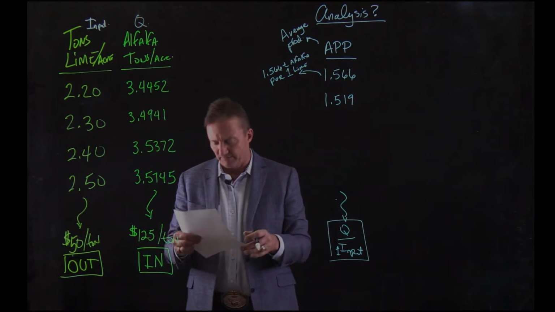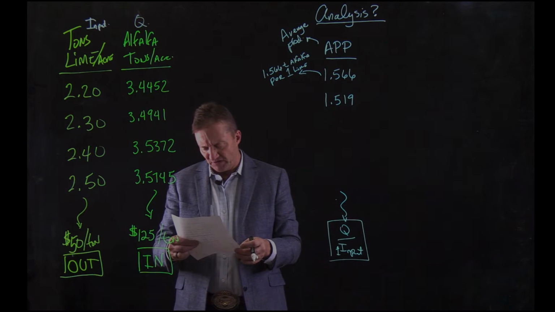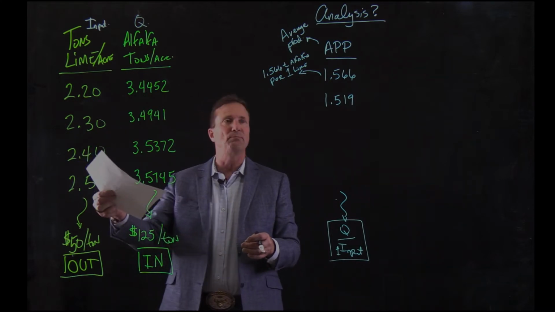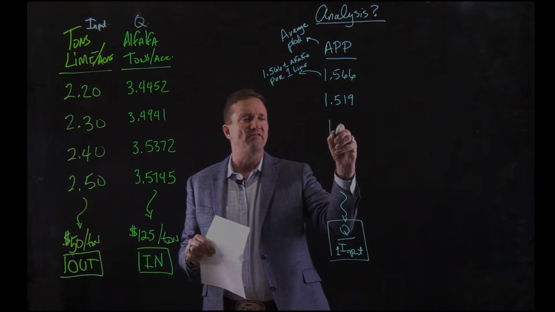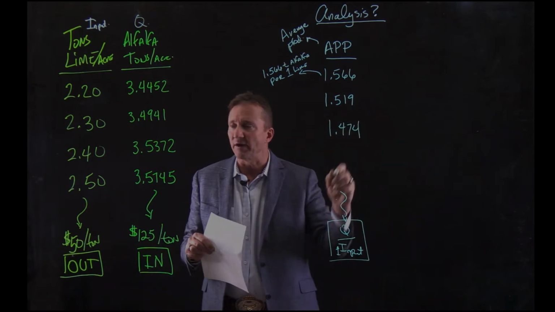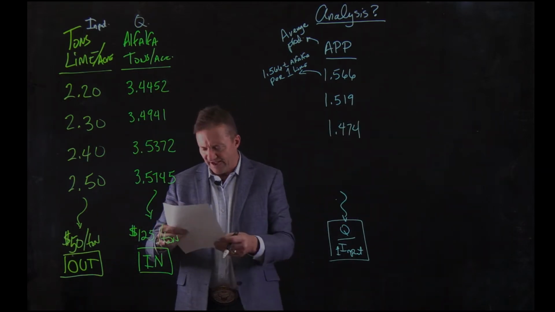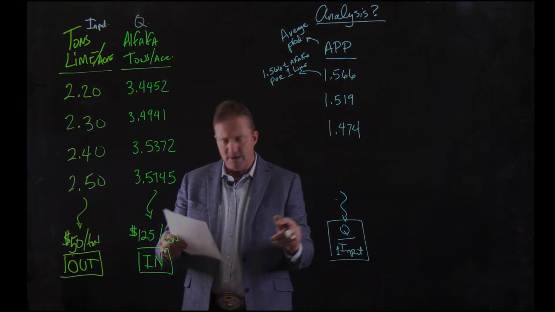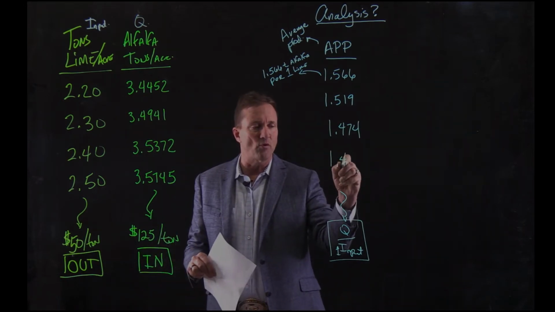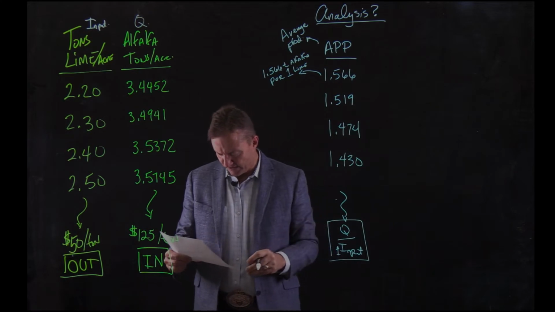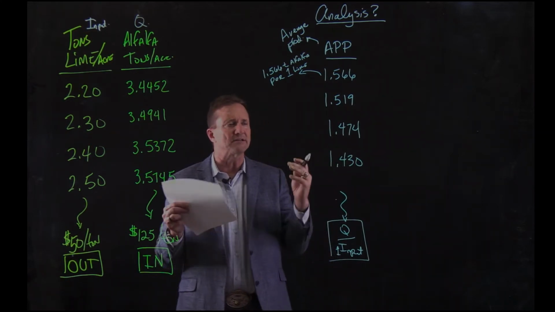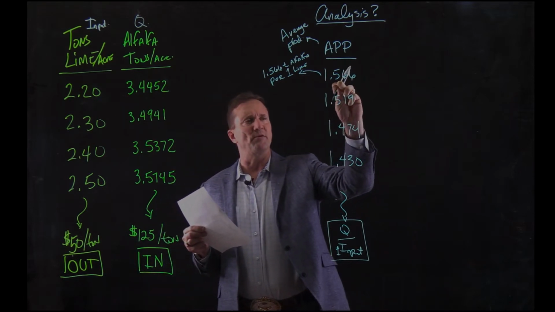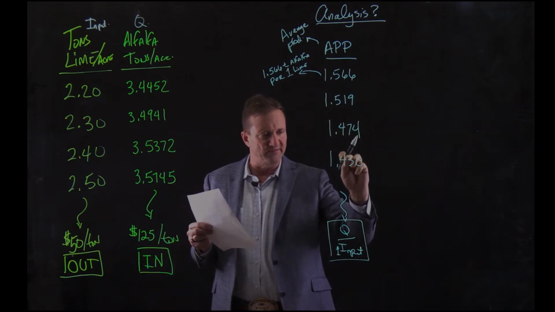This is just quantity. If we go to the next level here, move a little faster, the next level is at 2.4, and that's going to be 1.474. And then if we go to 2.5 level, that's going to be 1.430, just to help you calculate those. All right, that's called average physical product. You can see the average 1.56, 51, 47, 43.